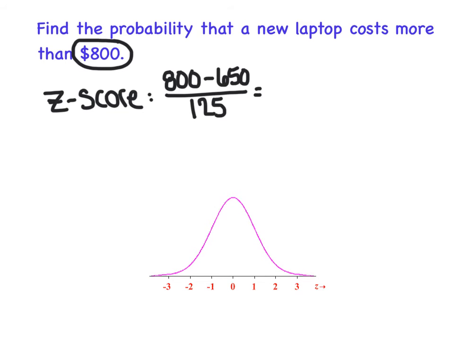So I ended up with a z-score of 1.2. So if I plotted that, that's going to put me in this ballpark right here. And we want to go above $800 or above a z-score of 1.2. So I'm shading in everything here. Remember, we do extend towards infinity. So I'm going to go from a lower z-score of 1.2 all the way to an upper z-score of 999 is our safe bet.